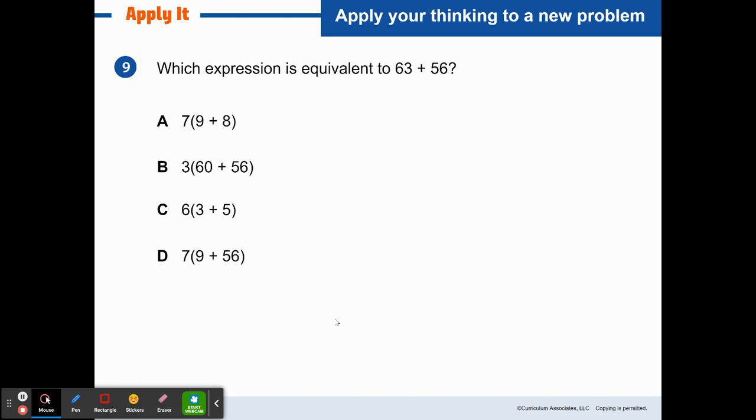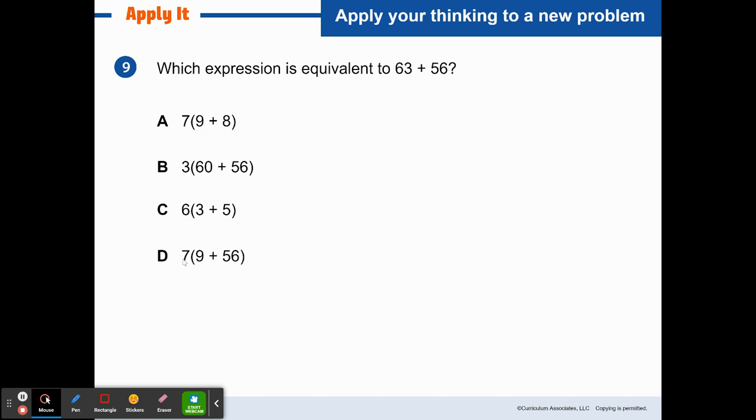The next problem says, which expression is equivalent to 63 and 56? If we look back at what we've done previously, we know that anytime we have the sum of 2 numbers, we can create an equivalent expression using distributive property. The only thing is they have to share a factor. So what you want to do is find a common factor between these 2 numbers. In this case, they've given you some answer choices. So you should be able to look at that list there and decide, okay, 7 is a common factor. And then you just need to check and see which one matches up with what distributive property should say.